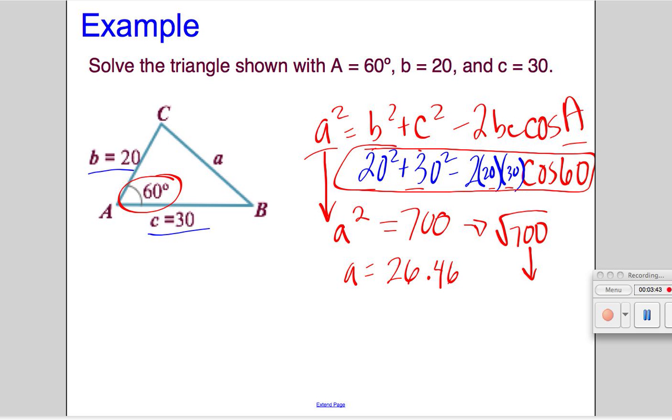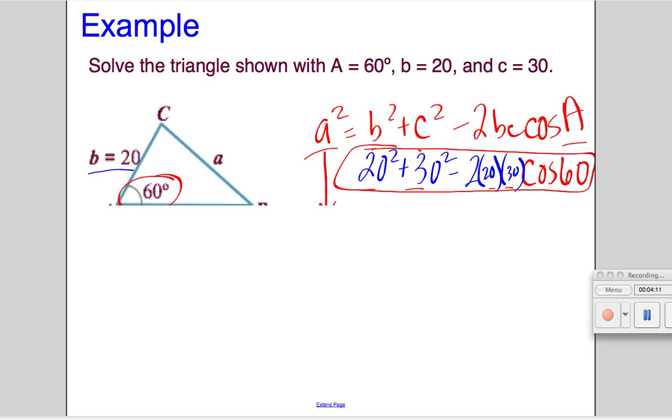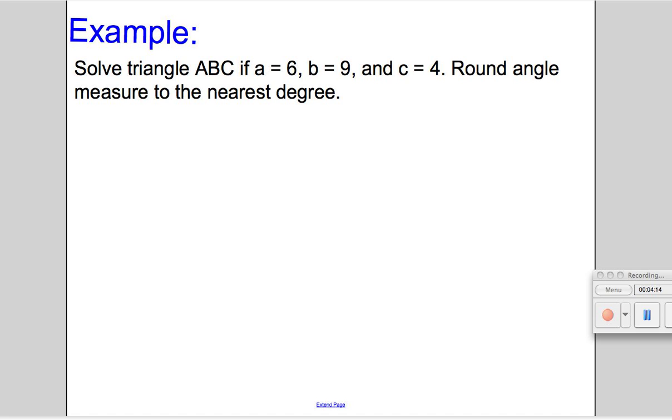If I want the exact answer, it is the square root of 700, and if we simplify that using what we know about square roots, it's 100 times 7. Therefore, the exact answer is 10 square root of 7, and the decimal answer is 26.46. So the law of cosines can be fairly easy because you are working with a very simple formula, and there's not as much to think about as with the ambiguous case we have for the law of sines. But there is a formula to memorize and to be able to use. Let's try the next one.